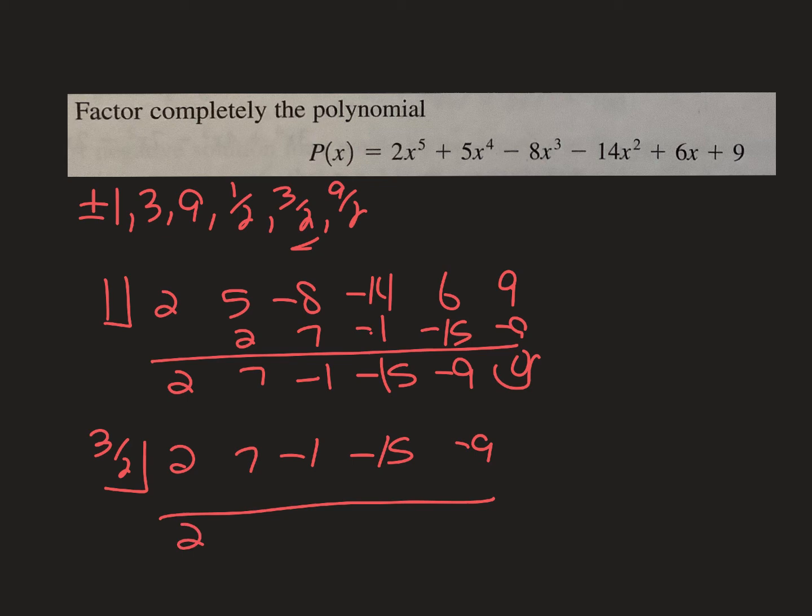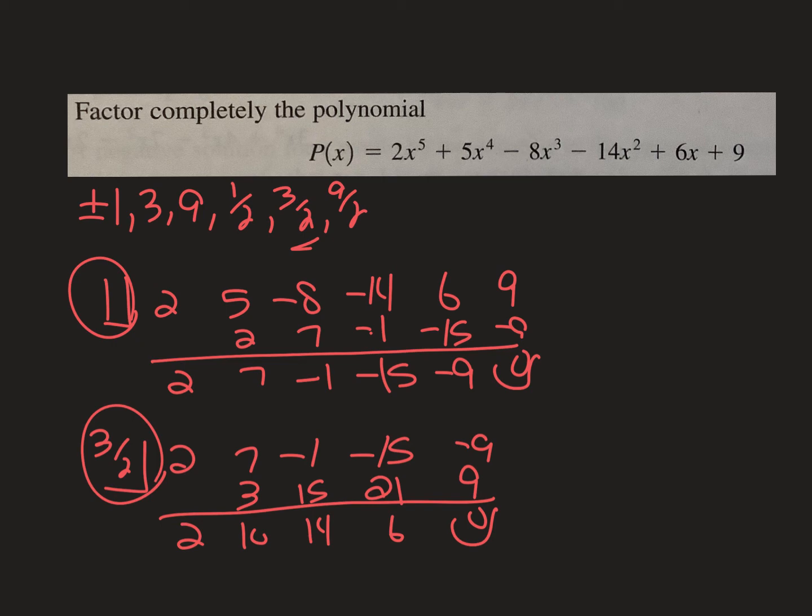Bring down the 2. Everybody knows 3/2 times 2 is 3. That's 10. 3/2 of 10 is 15. That's 14. 3/2 of 14, that's a little tougher one. 21. That's 6. That's 9. Yes, perfect. So I know that's a 0. I need to find one more so I can get it down to a quadratic, because if I can get down to a quadratic, I can just factor what's left.